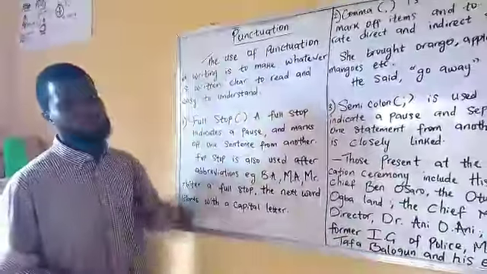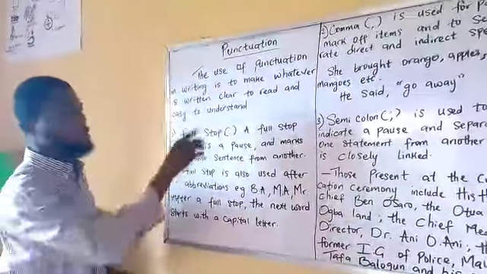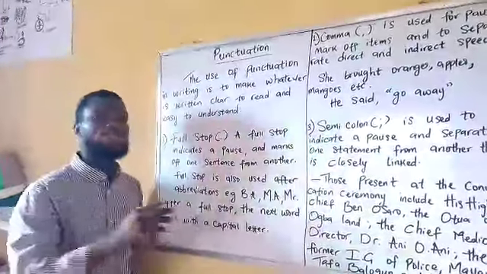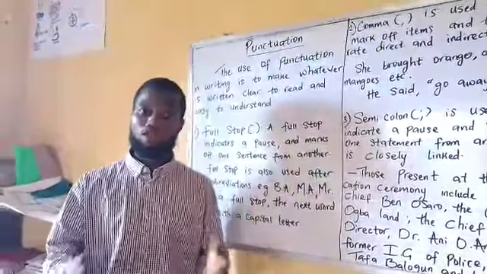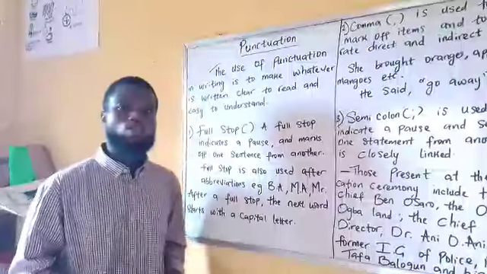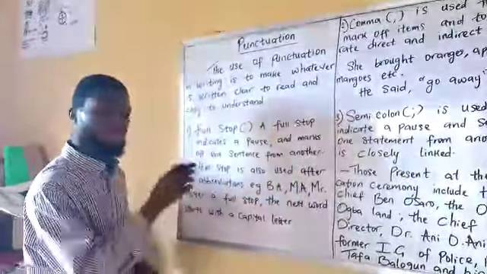Today we're looking at punctuation. Now, the use of punctuation in writing is to make whatever is written clear to read and easy to understand. Because if you don't have punctuation in anything you're writing or while you're reading, your reading would be bland, no flavor to it. Now we have types of punctuation.